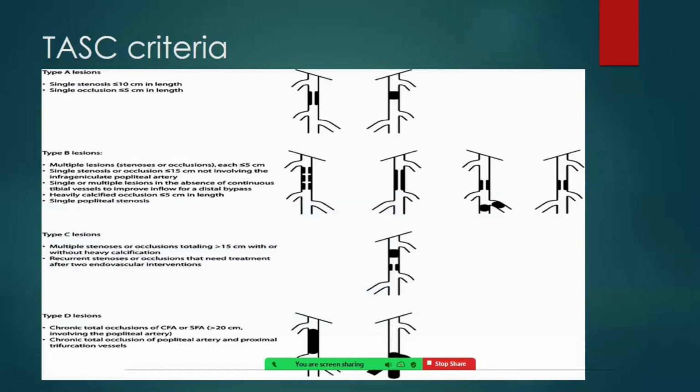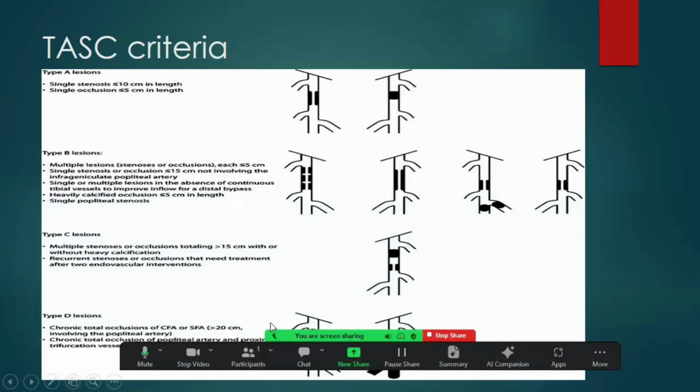But now we are treating type D lesions also, because the hardware has improved a lot. We have much better catheter and guidewire technology, so even in type D lesions we are able to do an endovascular approach rather than surgery. Type A lesion is less than 5 centimeter, less than 10 centimeter occlusion, and type B is based on this. The type D lesion generally includes BTK disease, popliteal trifurcation, and more than 20 centimeter segment of the SFA. Any artery involvement is a type D disease.